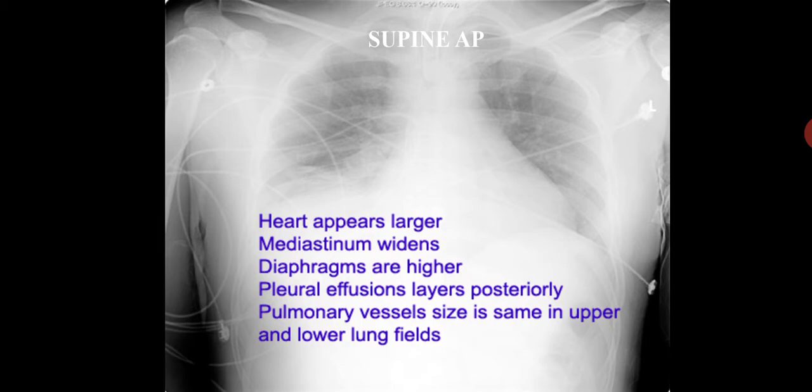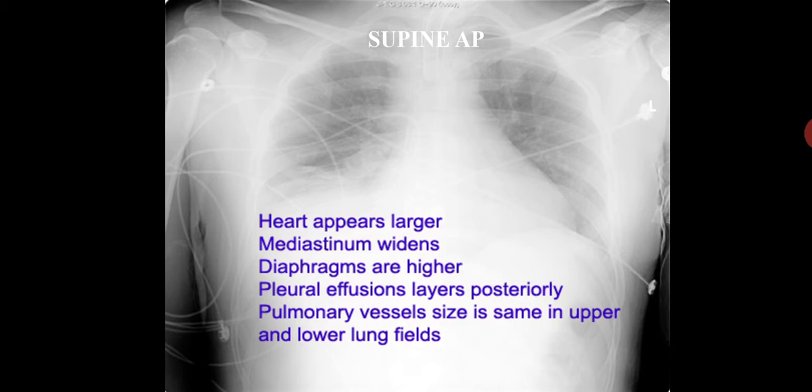Now, supine AP. As we already said, there are some cases in which PA cannot be taken, like infants, polytrauma, seriously ill patients, post-major brain surgery. In that, we take supine AP view. The heart appears larger, which is known as apparent cardiomegaly. The mediastinum widens. The diaphragms are higher.